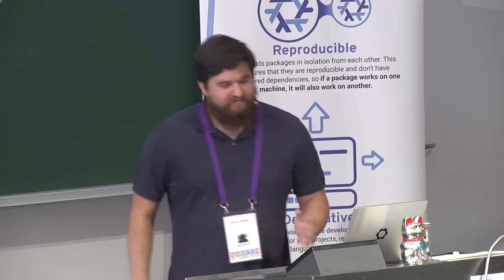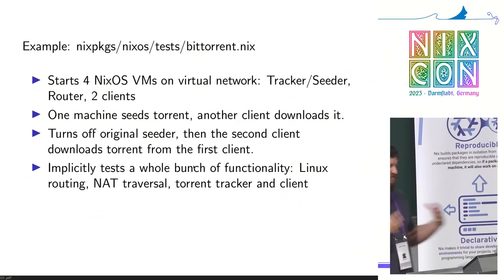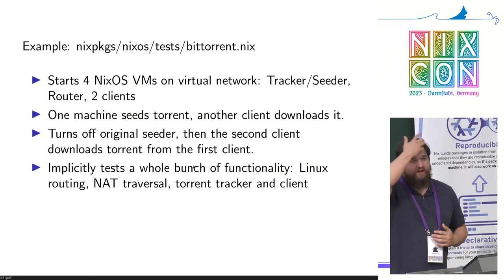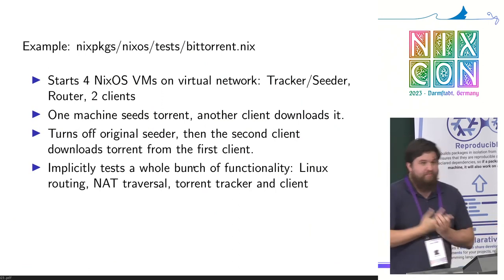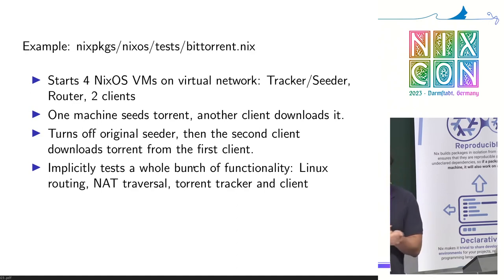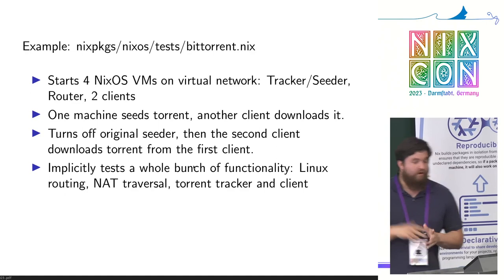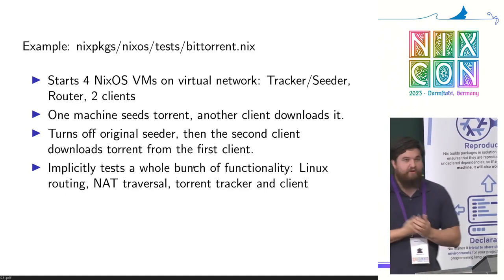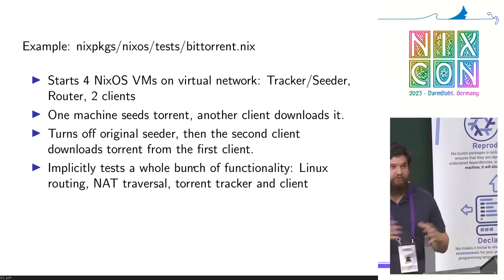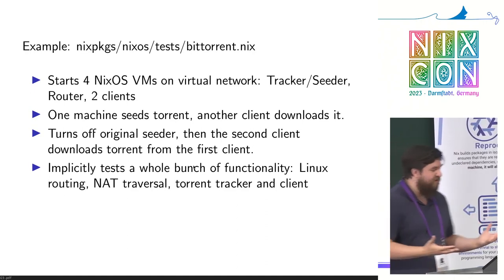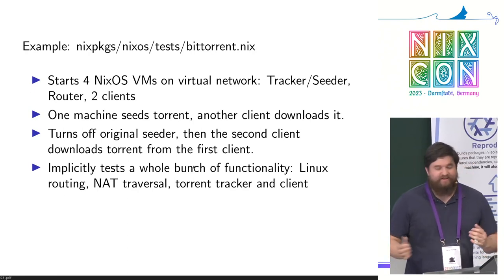One of my favorite examples of a NixOS test is the BitTorrent test. This is a pretty involved test where it spins up four different NixOS VMs on a virtual network: a tracker slash seeder, a router, and then two client machines. In the way the test script works, one machine seeds the torrent, and then another client downloads it, and it goes over this virtual network that is routed by the router machine, and includes NAT as well. Just to make it a little more tricky, I guess.